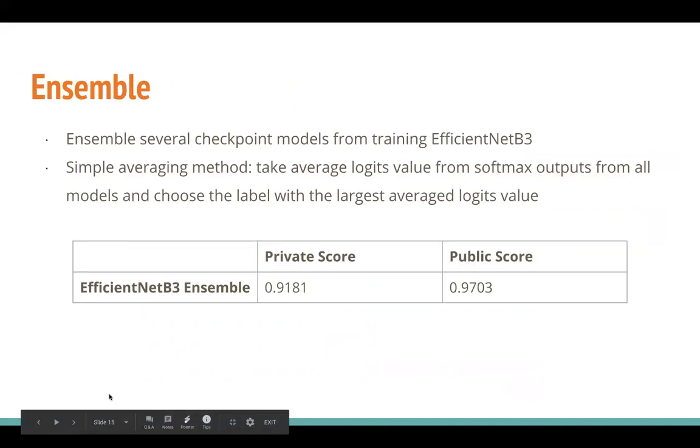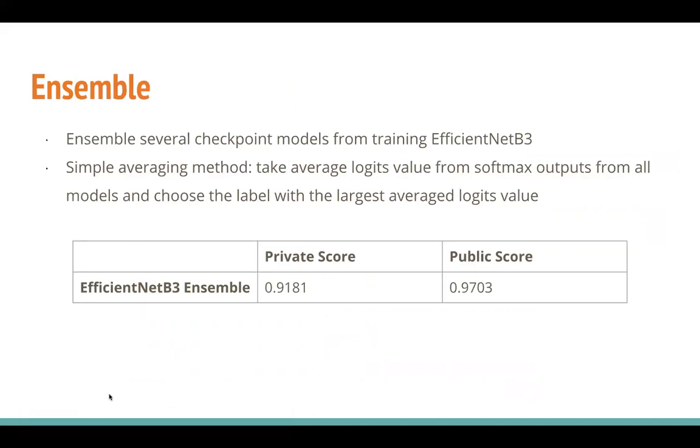And finally, we tried to ensemble several checkpoint models from training EfficientNet B3. And we use a simple averaging method. That is, we took the average logit values from the softmax outputs of several models and chose the label with the largest average logit value. And this further helped us increase the public score to over 0.97.